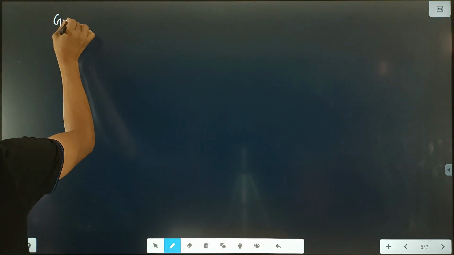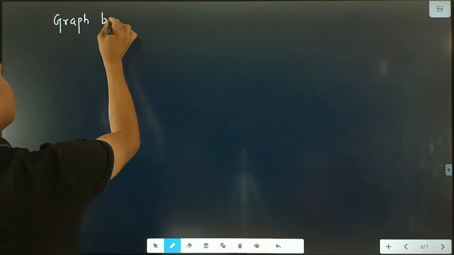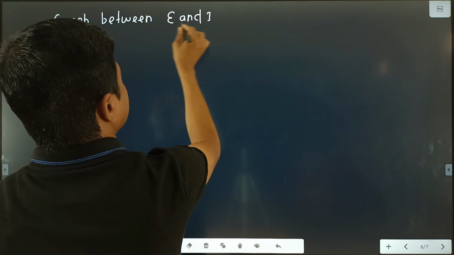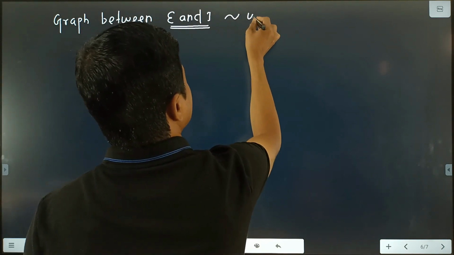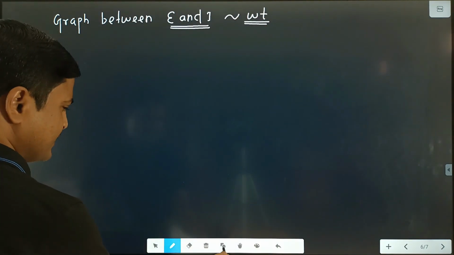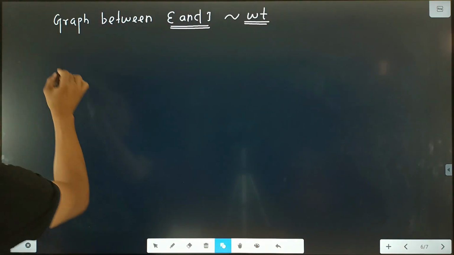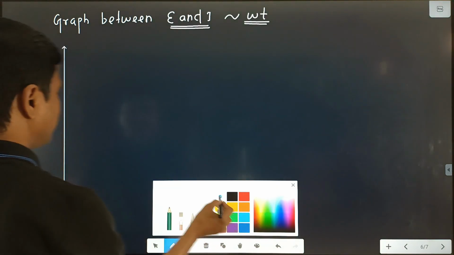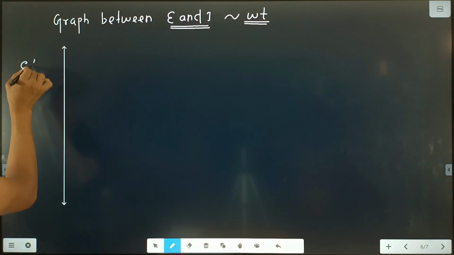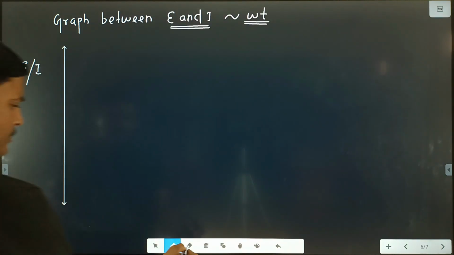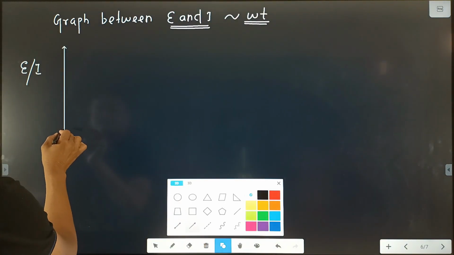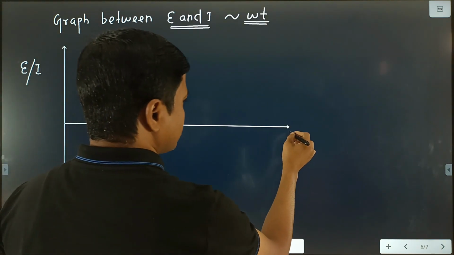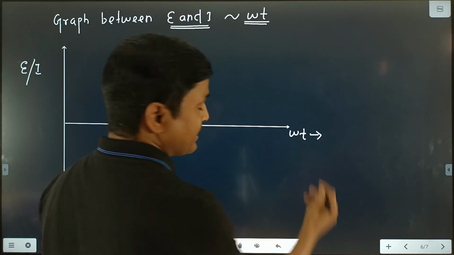Graph between E and I versus omega t. And same thing, we take two axes. Suppose this one is your y axis, which we also write as the EMF axis or current axis. And we take another axis, suppose that is your x axis, and in the x axis we take omega t. Omega t is the phase angle. Clear?